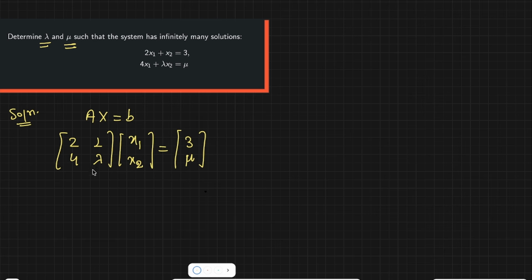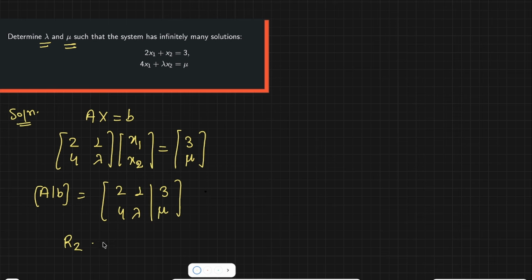Now you write down your augmented matrix, that is nothing but [2 1 3; 4 lambda mu]. From here you apply R2 interchange with R2 minus 2R1. Then what will be the cases here? This is your [2 1 3], and this is [0, lambda minus 2, mu minus 6].